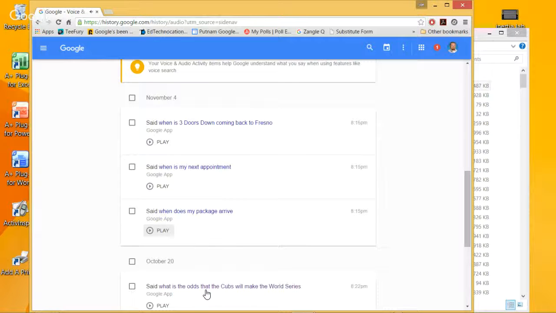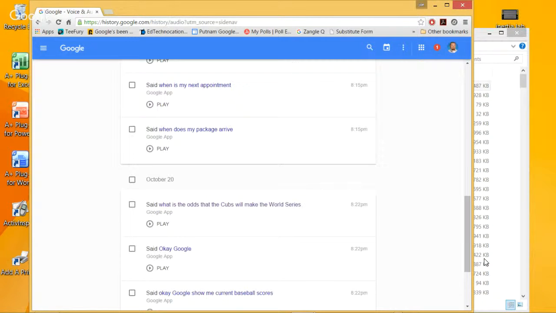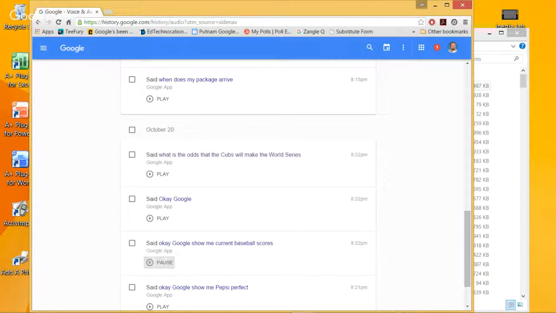I asked when my FedEx package was going to arrive, and it recorded it. Everything I've ever said to my phone is recorded. Everything I've ever asked Google to search for me is recorded. Same with Siri, same with Cortana. Every time you've talked into your phone, complete phone conversations are recorded.